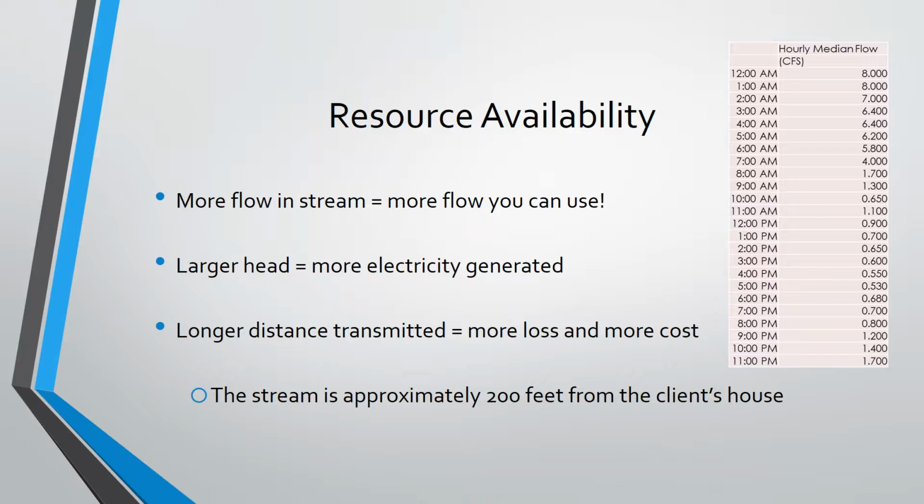Alright, so next we're going to talk about the resource availability. There are 6 things you need to consider when you're seeing if a site has the resources available that you need. One would be the availability of water. You would consider the flow, which is the volumetric measure of how much moving water is available. Obviously, the more flow there is in a stream, the more flow there is for you to use.